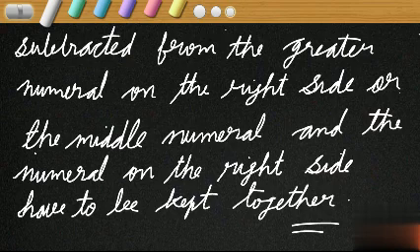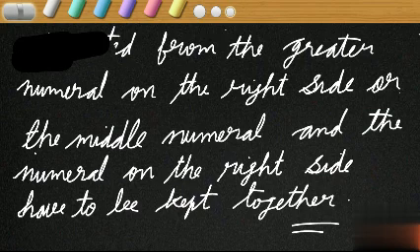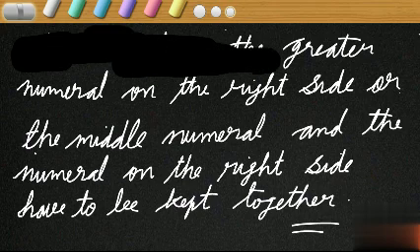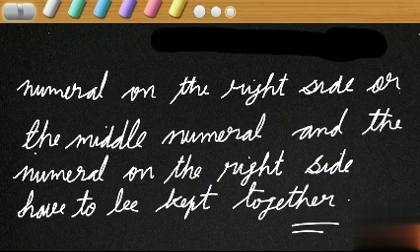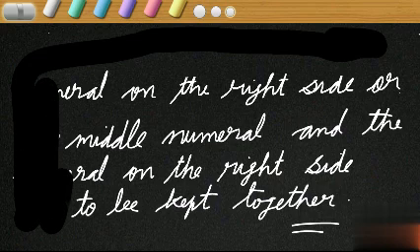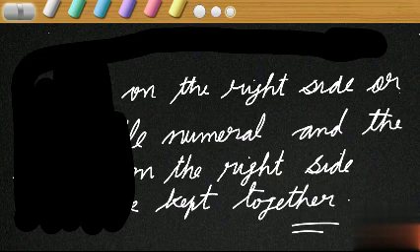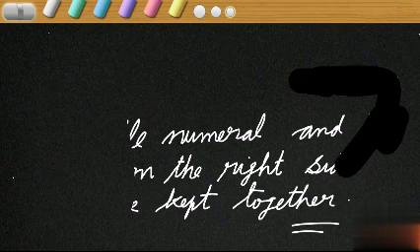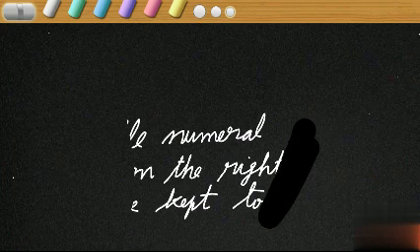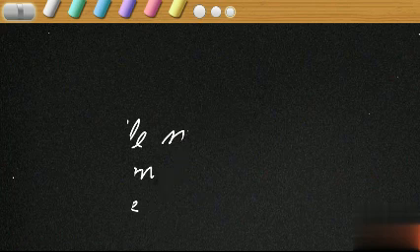So, what is the fourth rule? After completing the rule, I am going to explain. Please listen. Don't write. Stop writing and listen. If a smaller numeral is written in the middle of two greater numerals, what we have to do? The smaller one has to be subtracted from the greater numeral on the right side, or the middle one and the numeral on the right side have to be kept together. That is the fourth rule. That means, let me explain. Please don't write. Listen here.